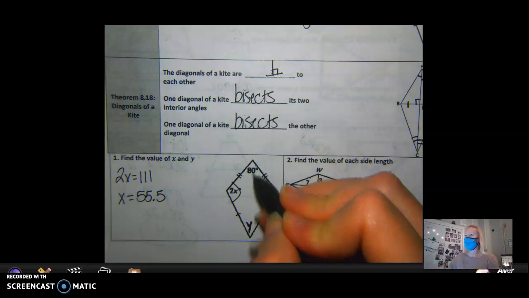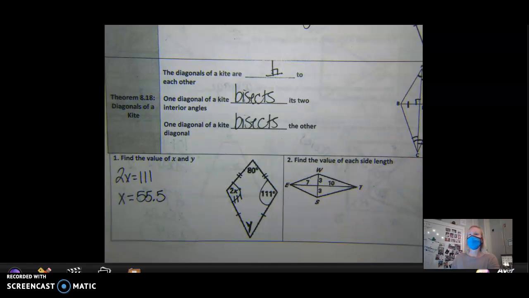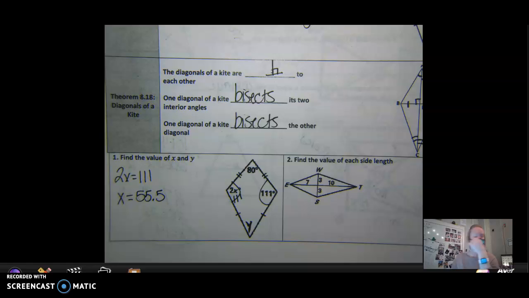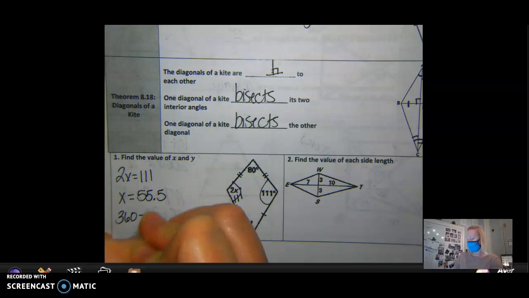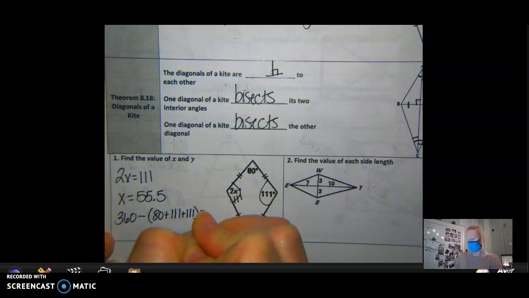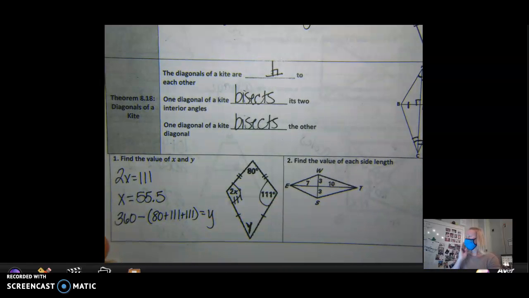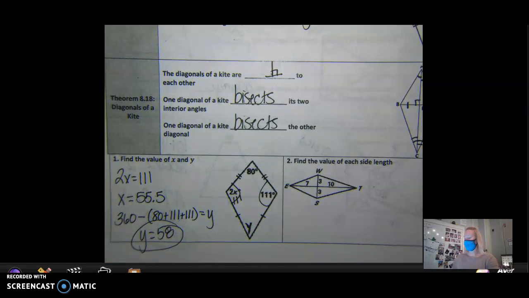Are these 2 angles congruent? No. I do know this is 111, though, over here. So how would I solve for y? Yep. So 360 minus that 80 plus 111 plus 111, right? Equals y. So how many degrees are left out of the 360 for that angle, essentially what we're doing. So how many degrees is that for y? Do you guys agree? Perfect.